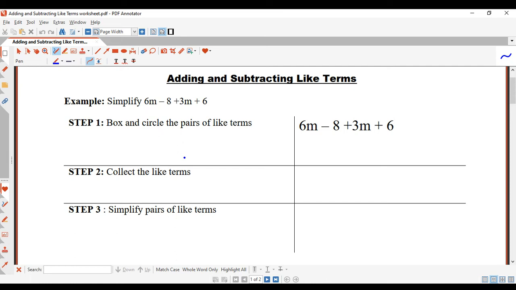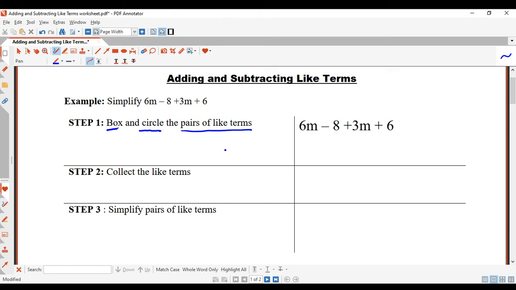Okay, boys, we're going to look at adding and subtracting like terms in a bit more detail today. So we're going to start off with an example, and we're going to look at the steps to follow. So here's our example: simplify 6m minus 8 plus 3m plus 6. Now, step one is box and circle the like terms.